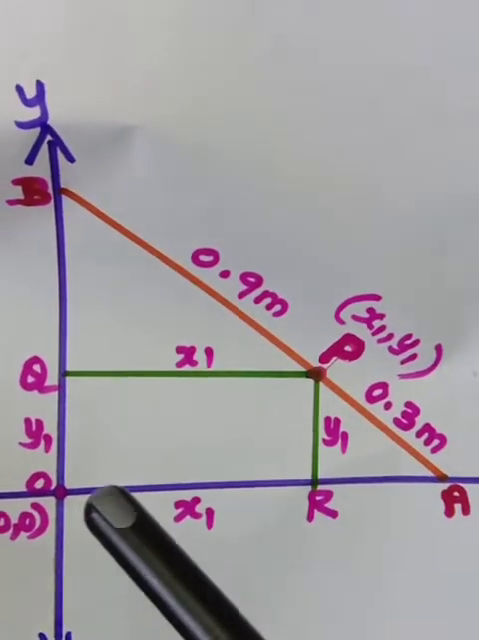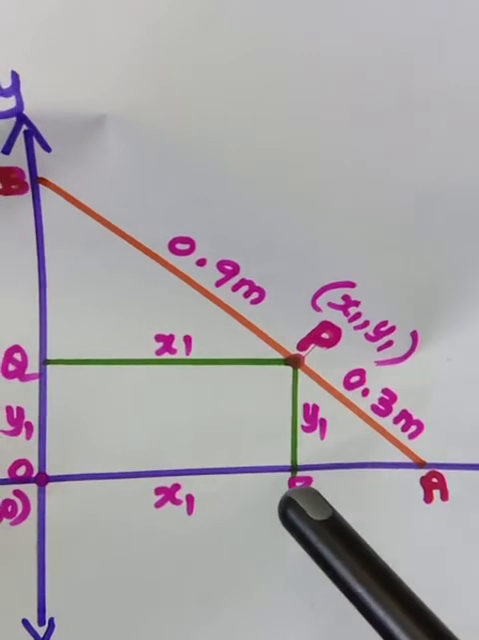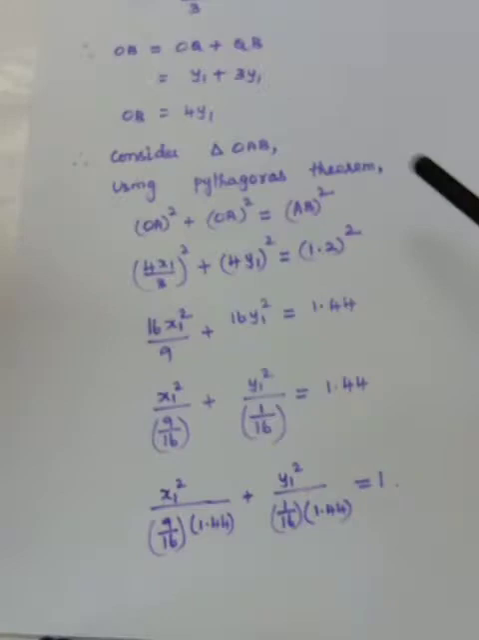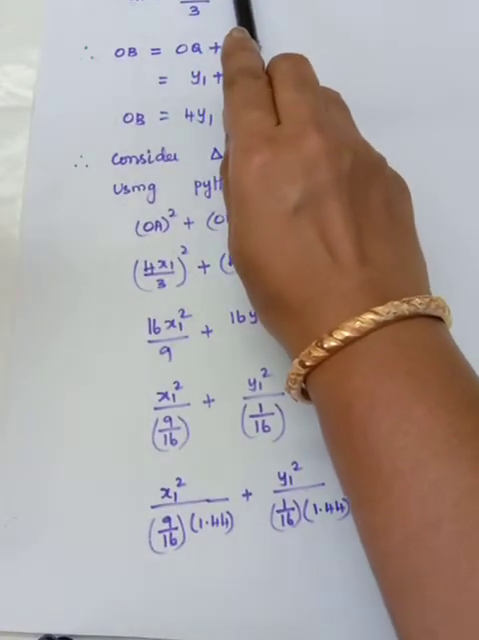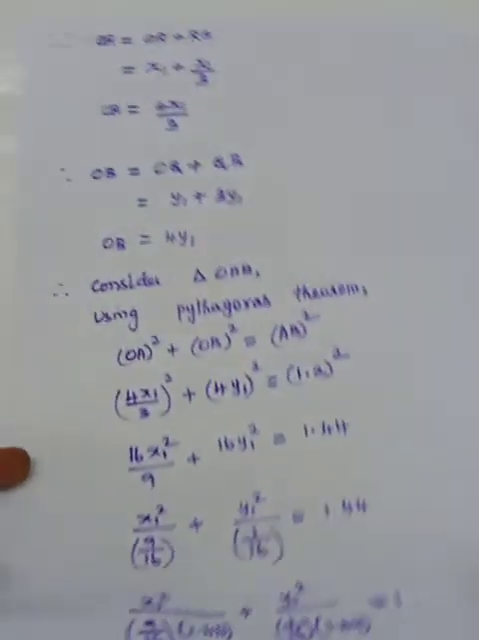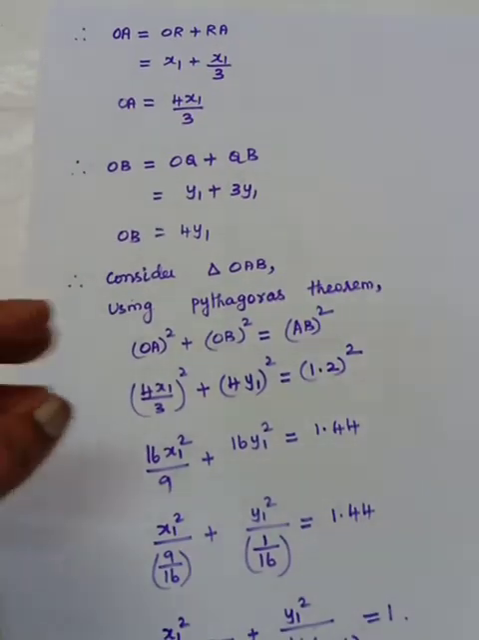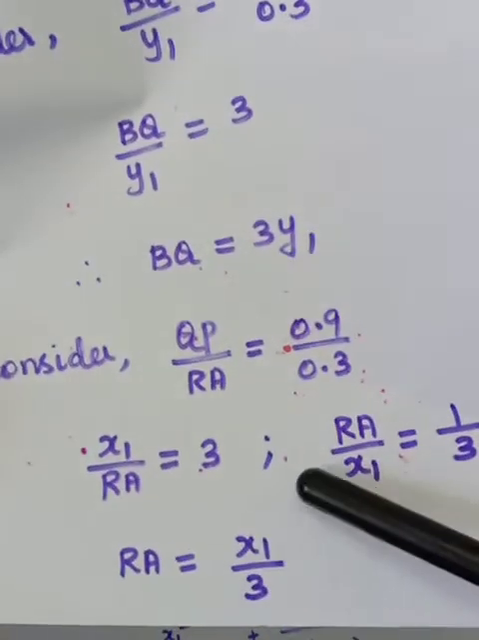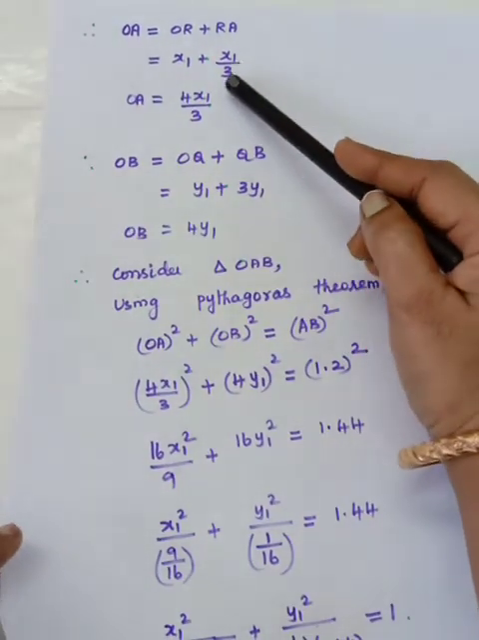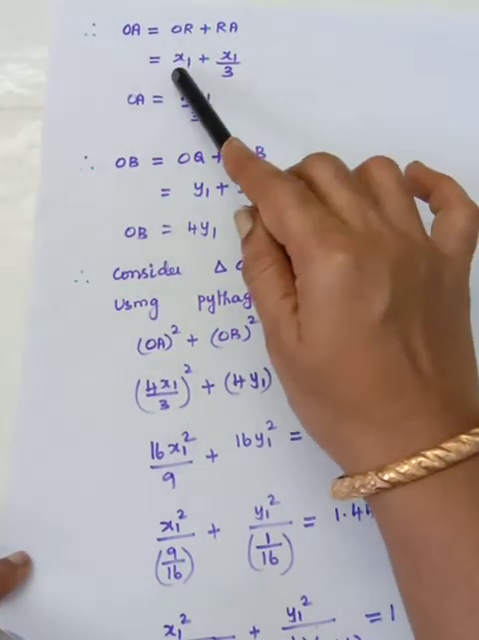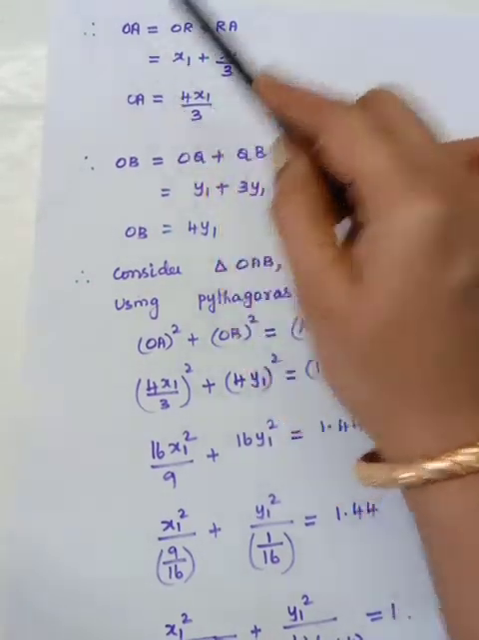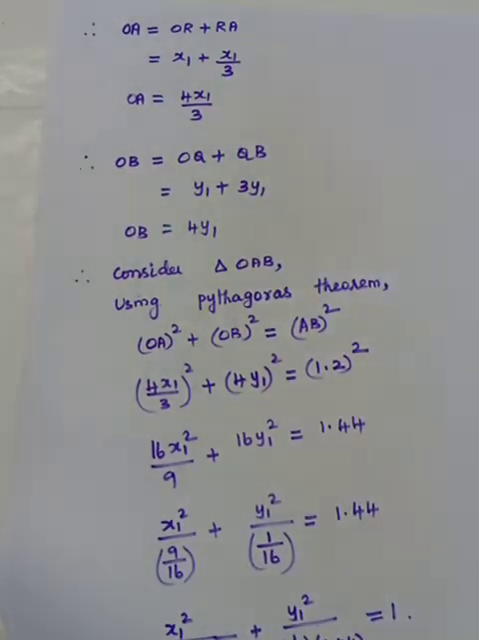What is OA? OA is nothing but OR plus RA. What is OR from here? OR is x1. RA we have just now found, RA is x1 by 3. So here you have to substitute x1 by 3 in the place of RA. If you take LCM, 3x1 plus x1 by 3, that is 4x1 by 3. That is your OA.